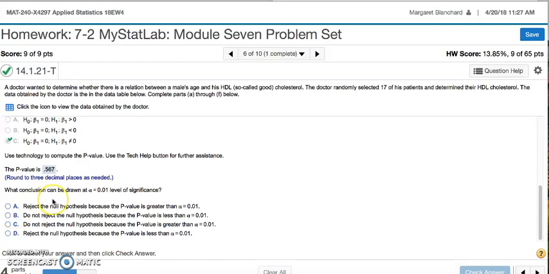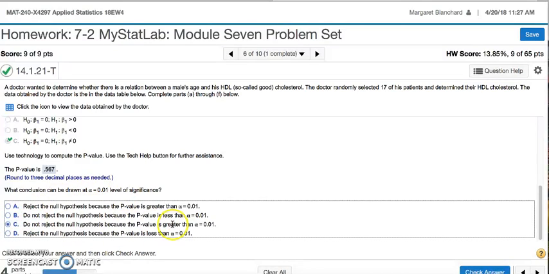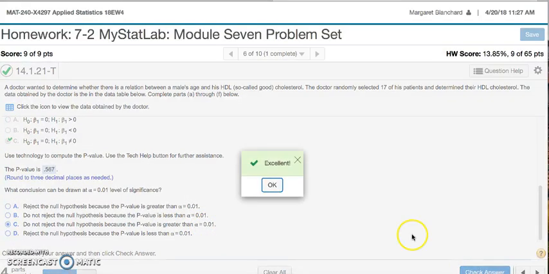So in this case, our p-value is 0.567, which is clearly larger than 0.01, our alpha. So we do not reject the null hypothesis because the p-value is greater than alpha equals 0.01. Let's check our answer. Excellent.